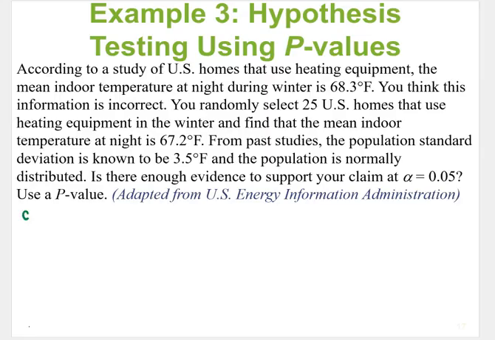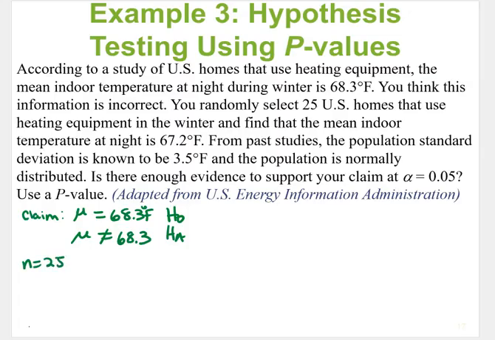So let's start with the claim. They're claiming that the mean indoor temperature is 68.3 degrees Fahrenheit, and that is definitely the null. So the alternate is going to be that mu is not equal to 68.3. We randomly select 25 homes, so that's my n.